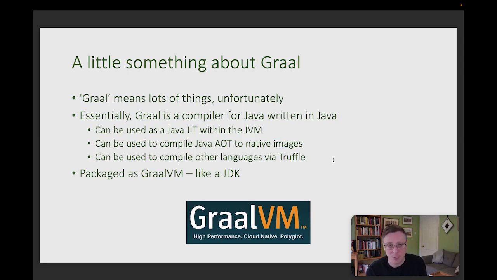It can be used as a just-in-time compiler for Java within the JVM. So replacing something that is called Opto or C2 within the HotSpot JVM. So it replaces that top-tier compiler with a different JIT compiler. But it can also be used to ahead-of-time compile Java code to a native image, so a standalone executable which runs as if it's been compiled from C or C++ or something like that. That has no requirement on a JVM.